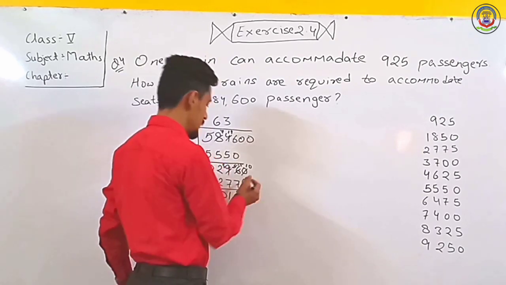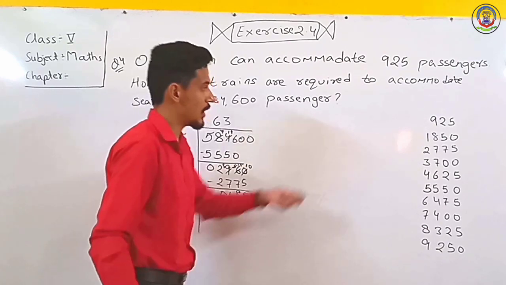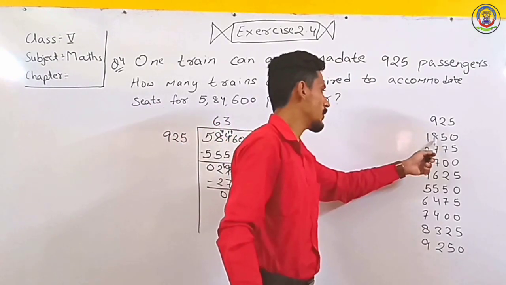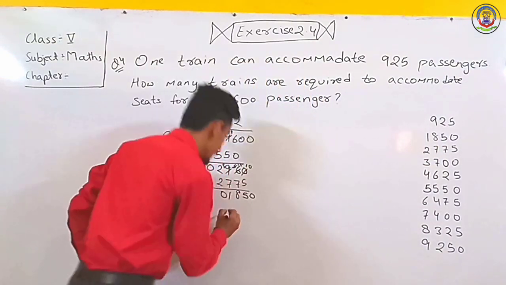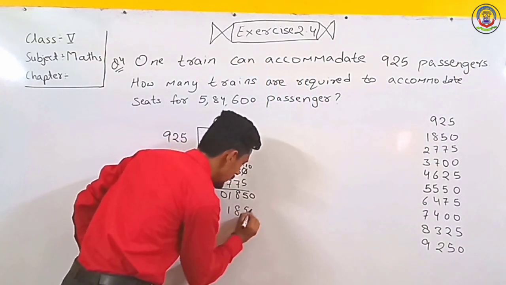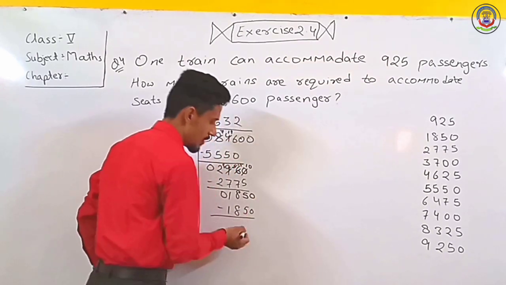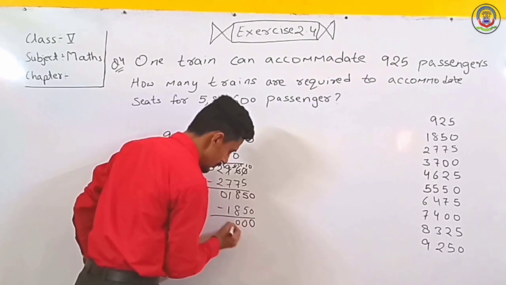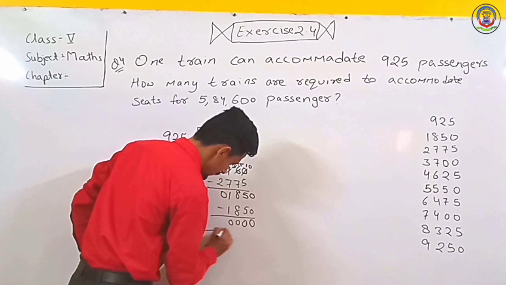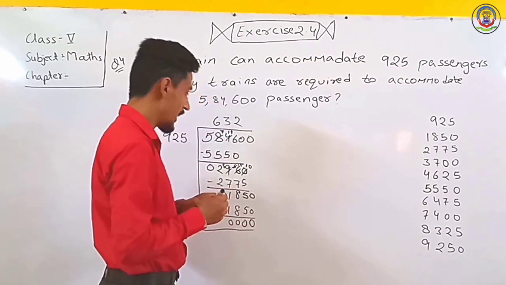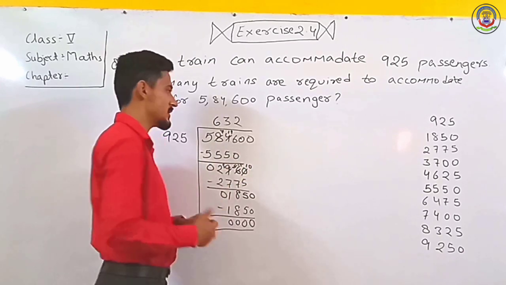Next we take 0. There it is 1850. So now we see that here it is 1850. It is in 2 times. So we write here 2 and here 1850. Now we subtract this. So they both are the same numbers. So we have 0, 0, 0. So our remainder is 0 and quotient is 632. The dividend is also known and the divisor too.